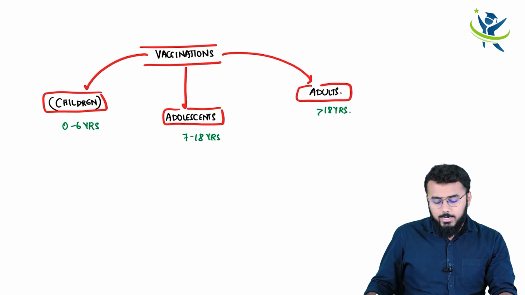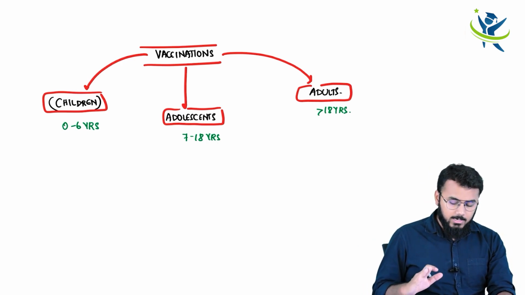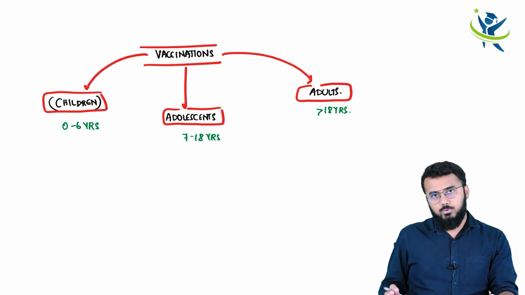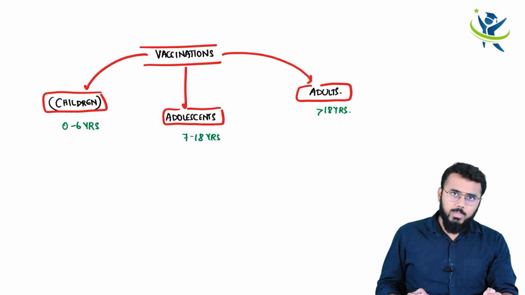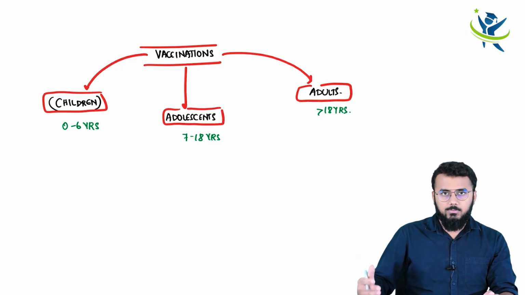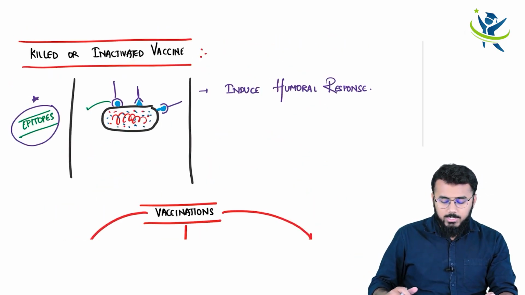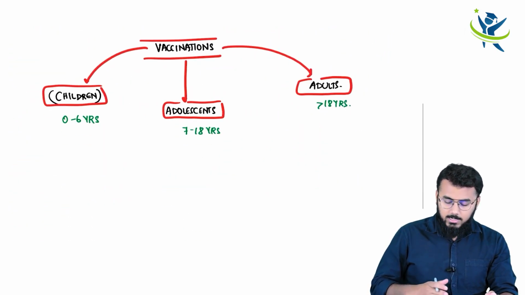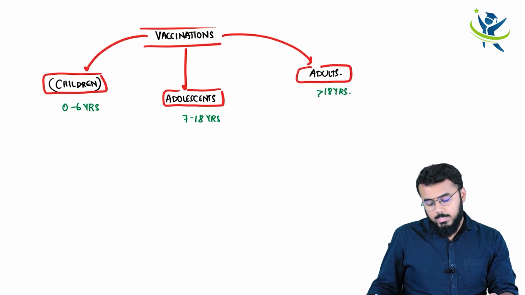So this is just an introductory part. Let us start from the vaccinations which are given in the children age group, that is 0 to 6. We shall be discussing this in the subsequent video. So far these are the important things which you need to know regarding the definitions as well as the classification of vaccines according to the age group.